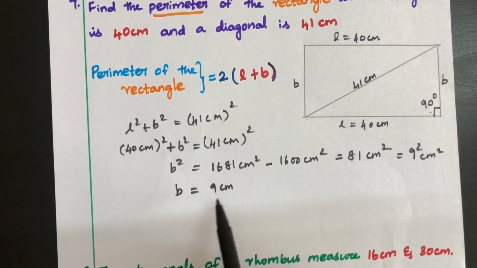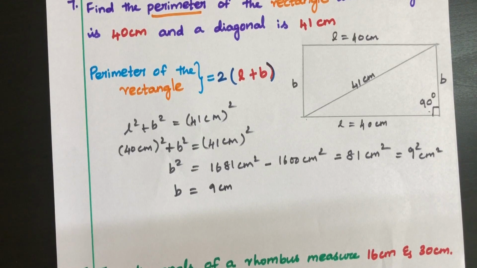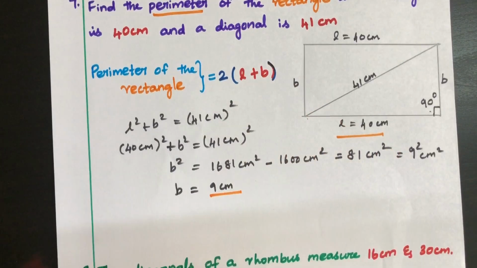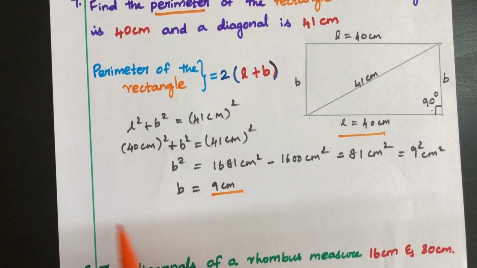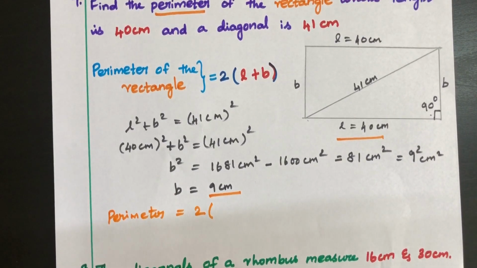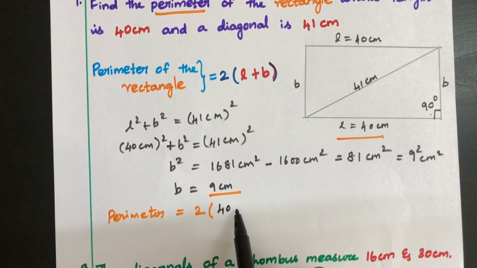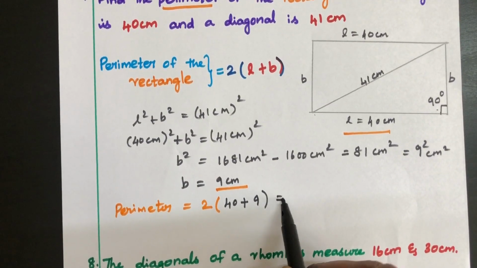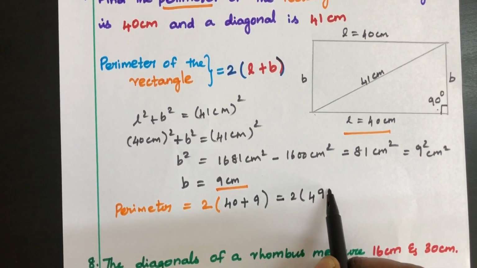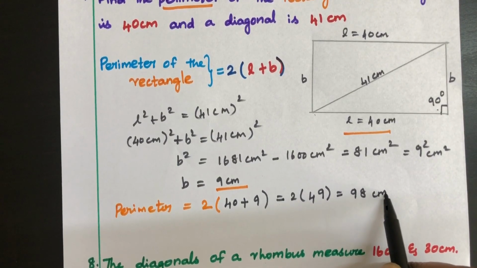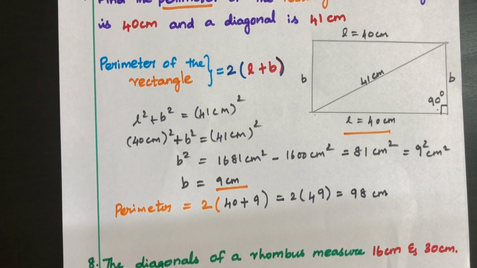So we know the B value also. If we know the B value, we already know the L value also. Just the perimeter of a rectangle is equal to 2 into, what is L? L is 40 plus B is 9. This is equal to 2 into 49. Right? This is equal to 98 centimeter. That's all. So the perimeter of the rectangle is 98 centimeter.